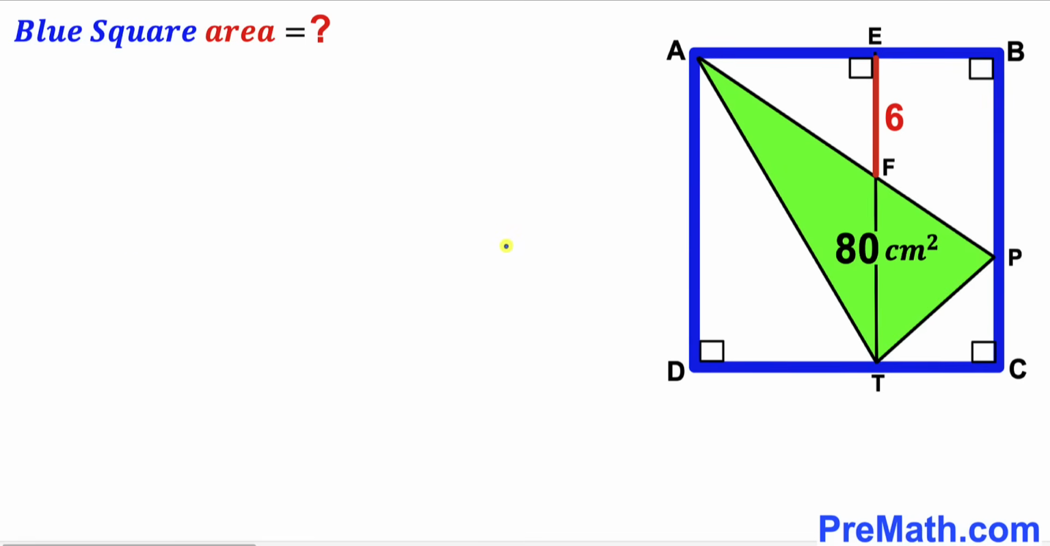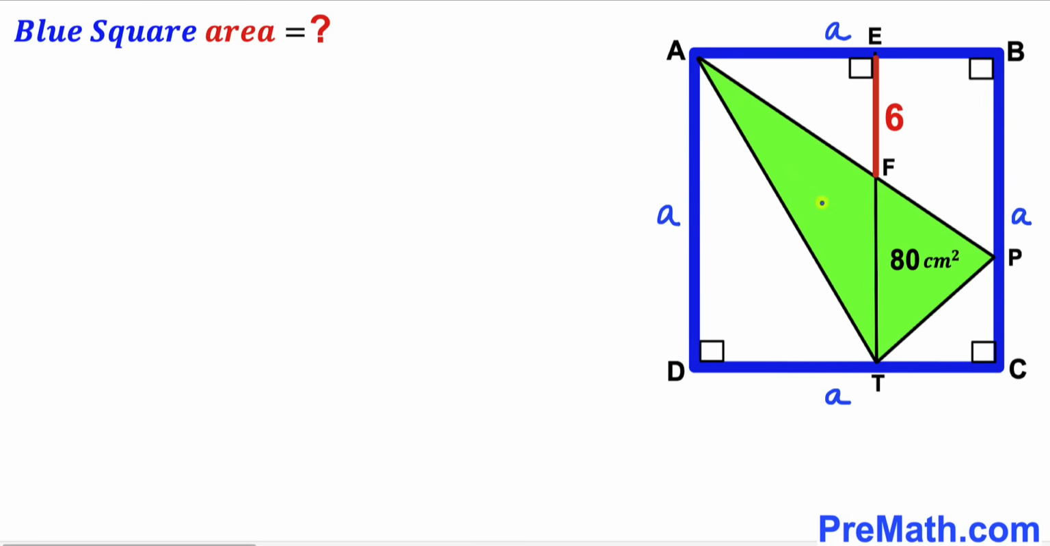And here's our very first step. Let's focus on this blue square ABCD. I'm going to label its side length as lowercase a. Since all the side lengths are equal, this side is going to be a, lowercase a, across the board. And now let's focus on this green shaded triangle APT.